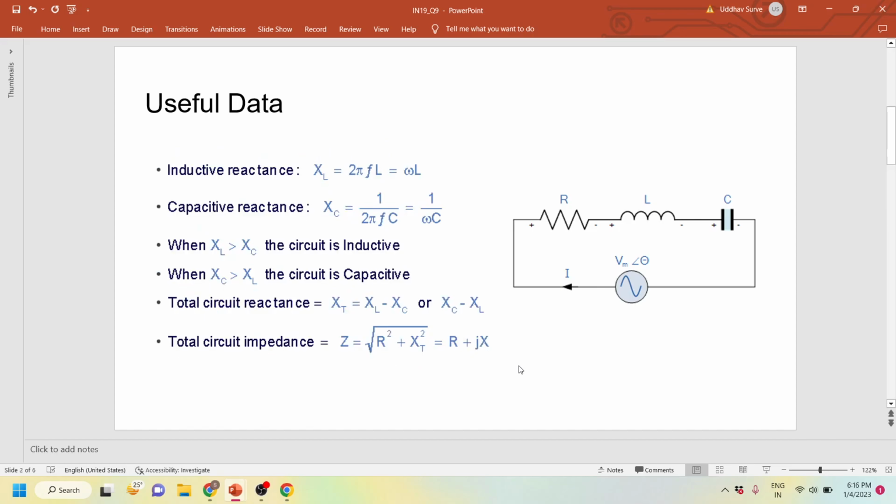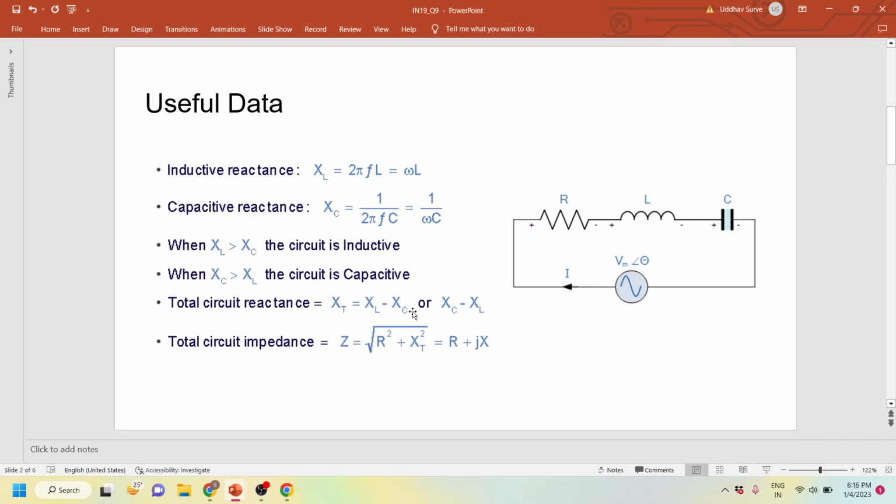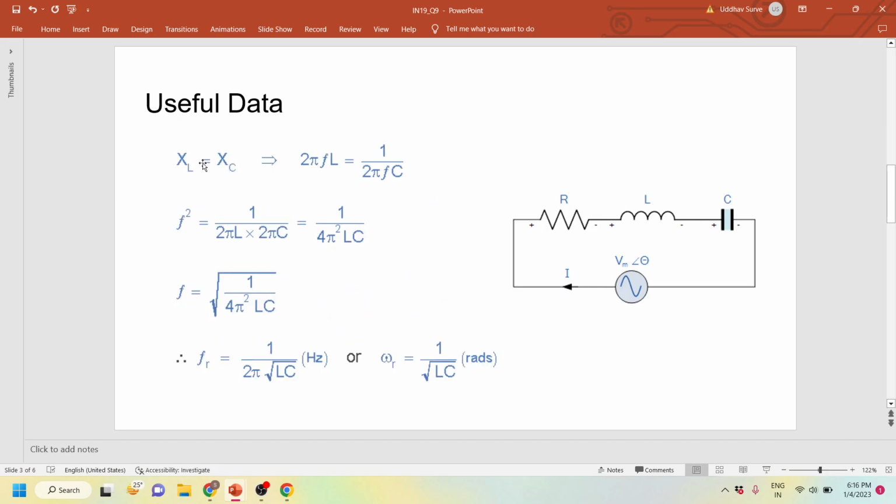So as we mentioned here, the total circuit reactance X will be XL minus XC. So when will XT be equal to 0? If we just ask a question to ourselves, that is when XL is equal to XC, because by definition XT is equal to XL minus XC. So for XT to be 0, XL should be equal to XC. When will that happen? We'll equate both the values and we'll find the value of F.